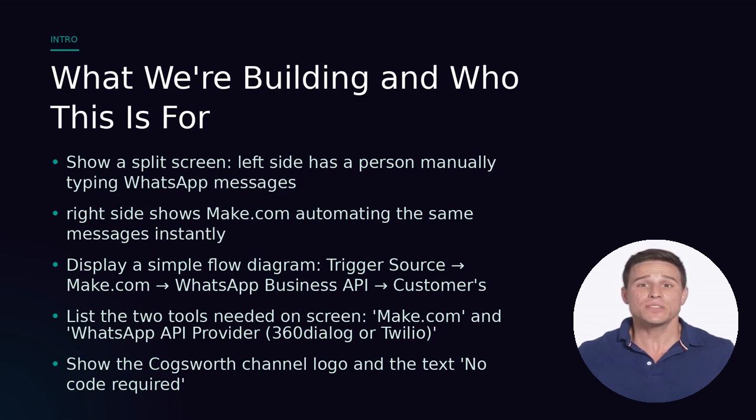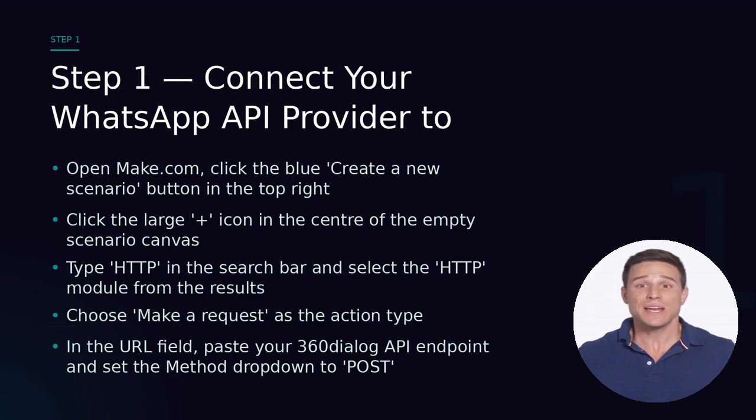We're building a Make.com scenario that watches for new data, a form submission, a new order, whatever you've got, and fires off a personalized WhatsApp message automatically. You'll need a Make.com account and a WhatsApp Business API provider. I'll walk you through both.